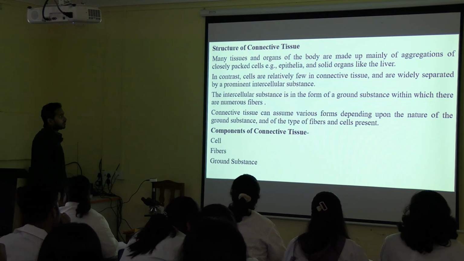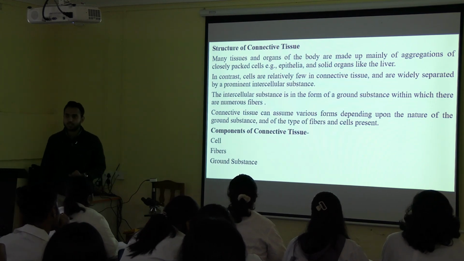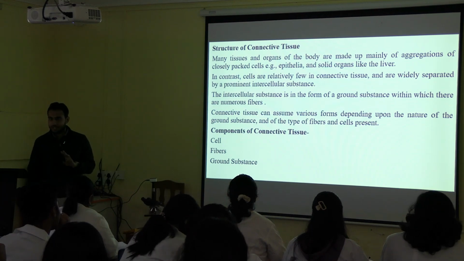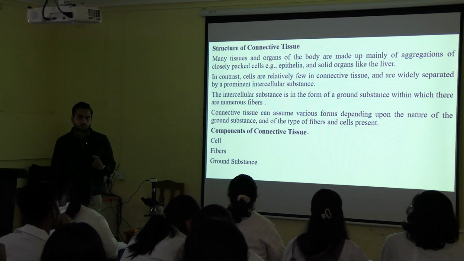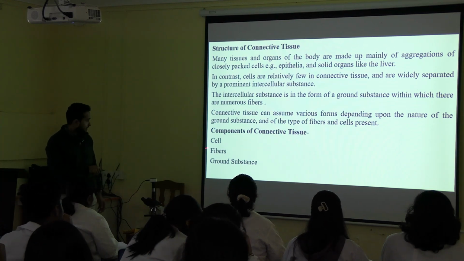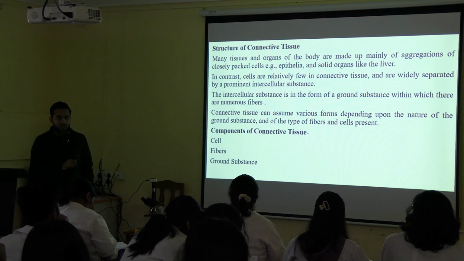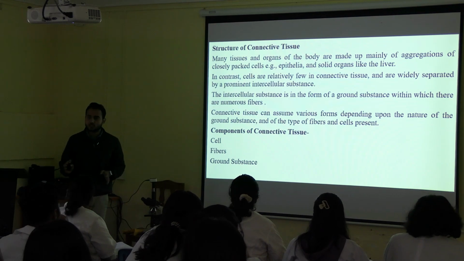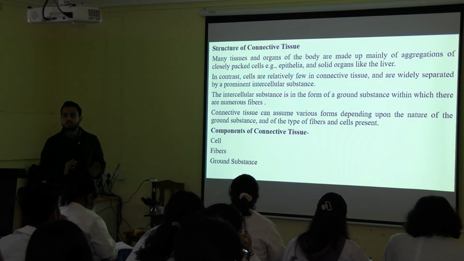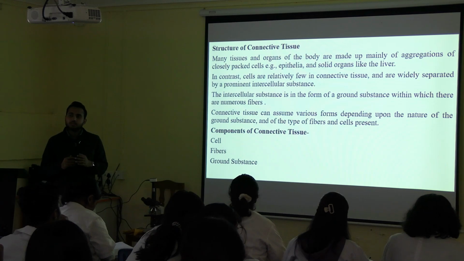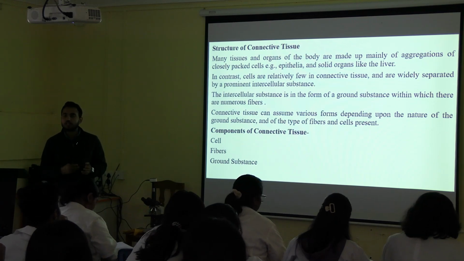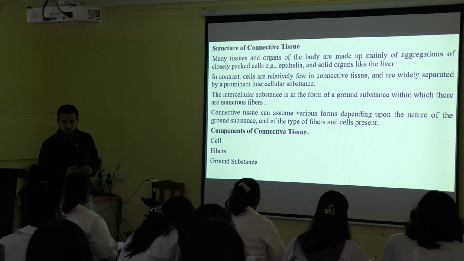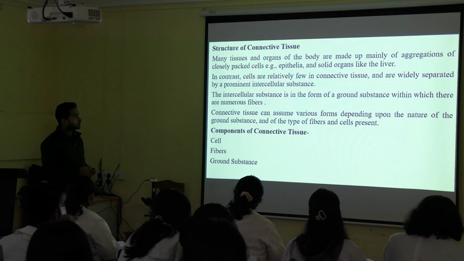Next, if you see the structure of connective tissue, mainly it is made up of three components. The entire connective tissue is made up of three components. What are they? As you can see, cells, fibers and ground substance. These are the three components of connective tissue. That means any connective tissue in our body will have these three components. Depending on the area, there are some variations, but basically these three things are present in the connective tissue.